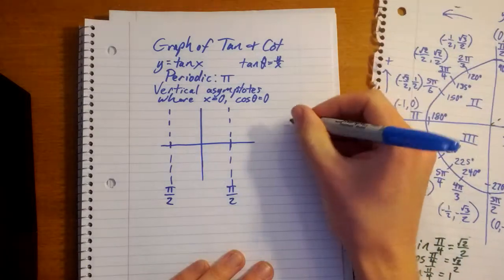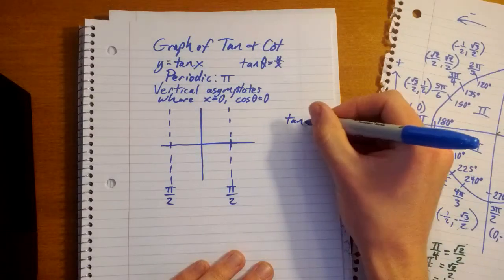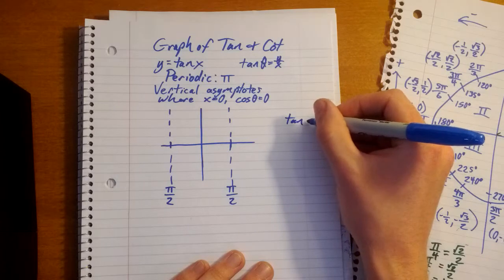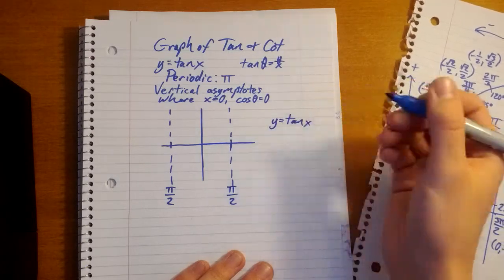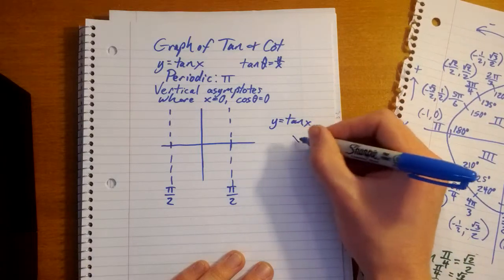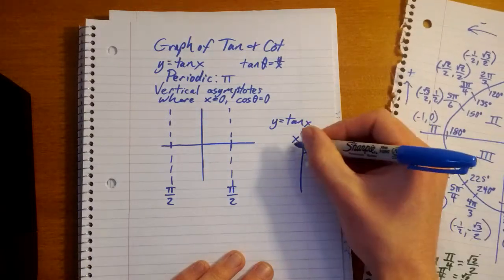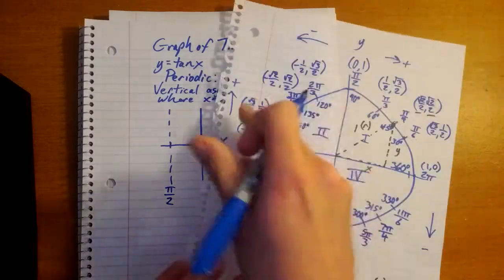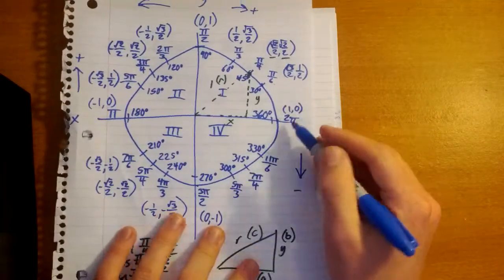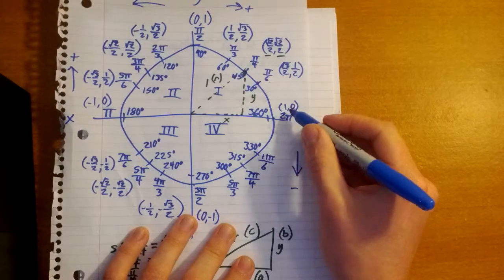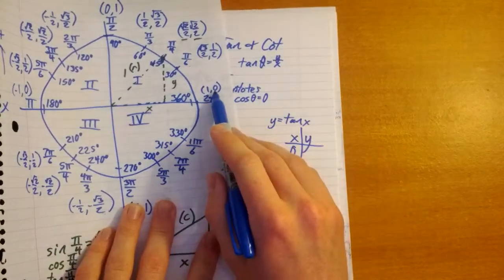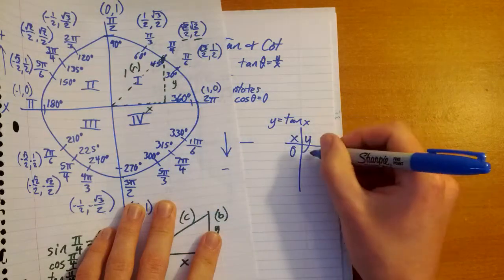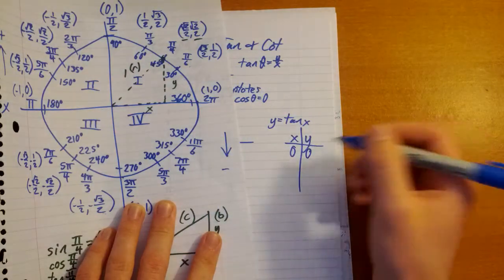So let's say y equals tangent of x. Let's plug in 0 for x. So where x equals 0, then what is y? Okay, at 0 degrees, it's y divided by x. Tangent is y divided by x. So 0 divided by 1 is 0. Look at that. We have a point there, 0, 0.